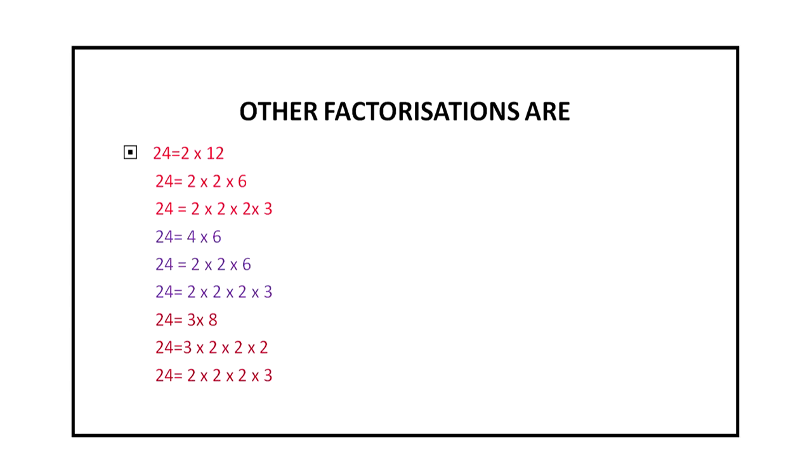Now, let us see how 24 is categorized in another way. 24 equals 3 into 8. 24 can also be expressed as 3 into 2 into 2 into 2. It can also be expressed as 2 into 2 into 2 into 3. So these are the three groupings by which the number 24 can be factorized.